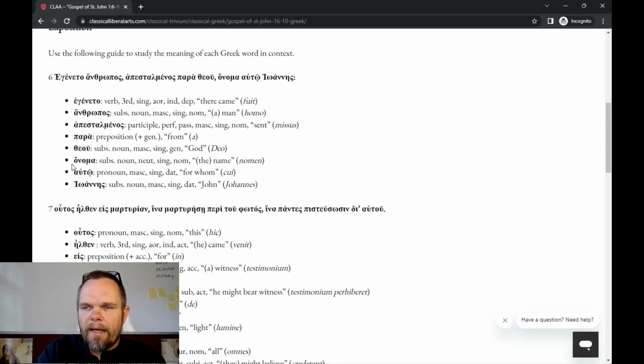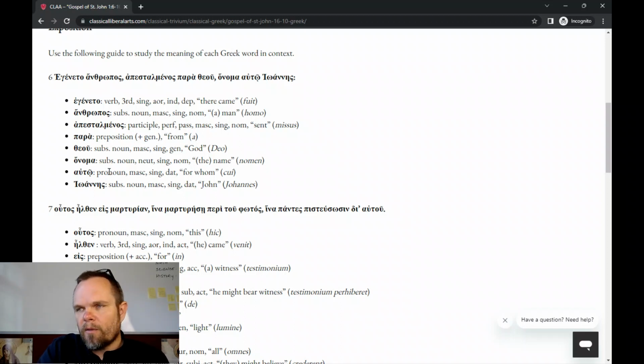Next we read the noun onoma, which simply means name. The name auto is a pronoun. We see that it's in the dative case, and this is translated onoma auto, the name for him, or for whom. Some translations might say for whom. It's literally onoma auto, the name for him, Ioannes, John. The name for him, John.